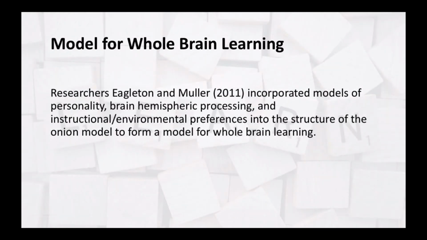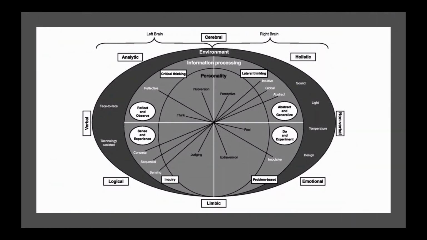The model for whole brain learning. Researchers Eagleton and Muller incorporated models of personality, brain hemispheric processing, and instructional environmental preferences into the structure of the onion model to form a model for whole brain learning. This is a diagram of the whole brain learning model.